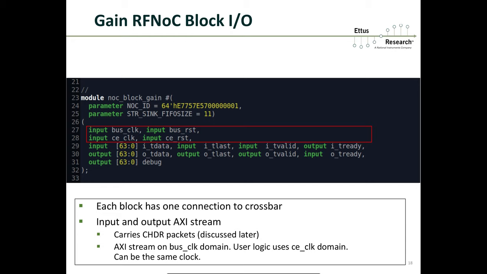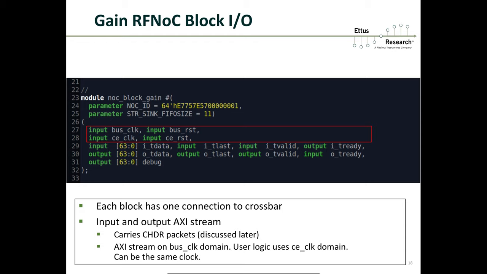We also have several clock and reset signals here. The connections to the crossbar use the bus clock for their clock domain. The user logic uses the CE clock for its clock domain. Technically, these clocks could be the same clock, or they could be different. Generally, you might want different clocks if you want to clock your user logic perhaps faster or maybe slower than the clock that runs the crossbar and other parts of the RFNoC design.